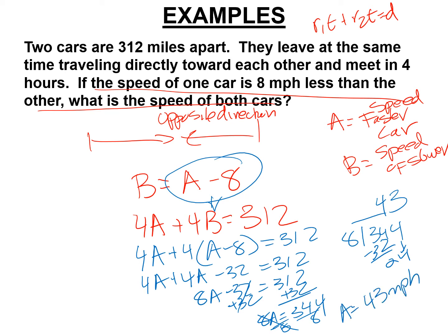Now let's remember, B is the slower one. It's that minus 8. That minus 8 is 35 miles per hour. Right? Those speeds are the only way this all happens.